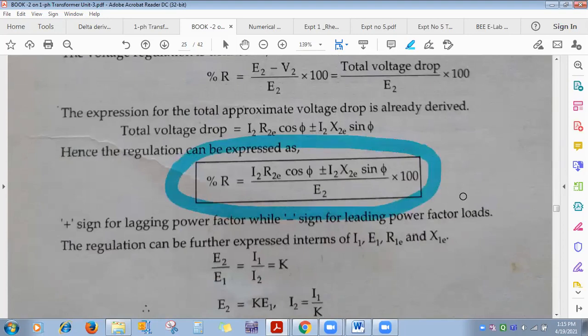Just keep this formula in mind. In this formula, R2E and X2E are there, meaning referred to primary or referred to secondary. It is this formula we have seen, with referred to primary or referred to secondary side parameters. So here R2E and X2E are there. Can you tell me whether this formula is referred to primary or referred to secondary?